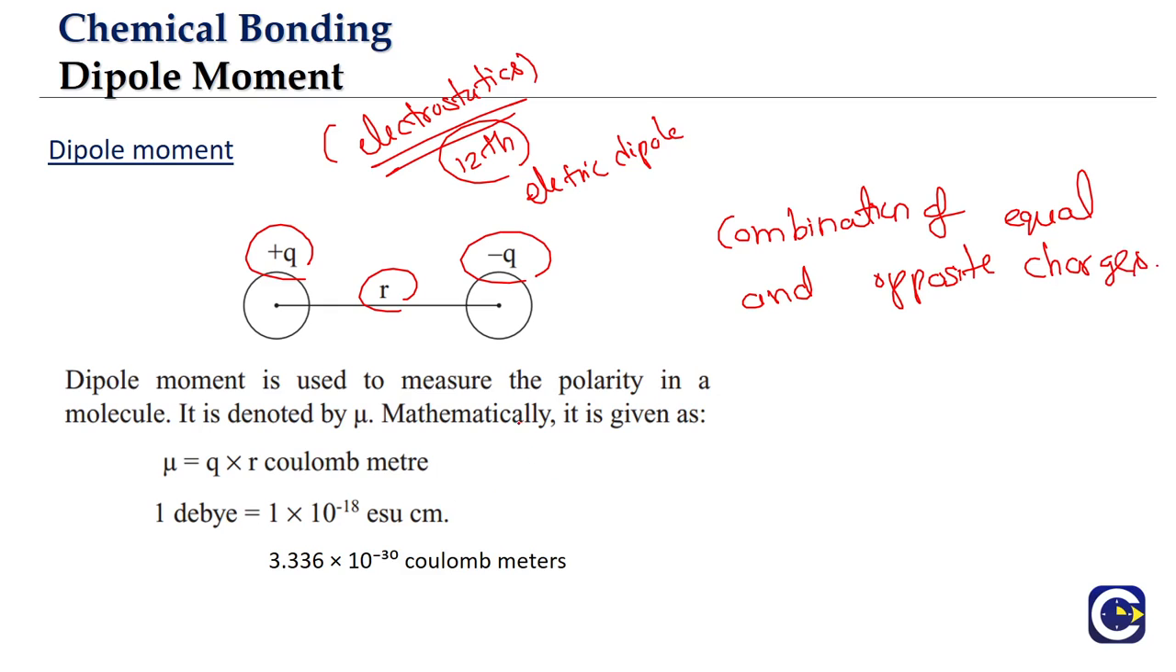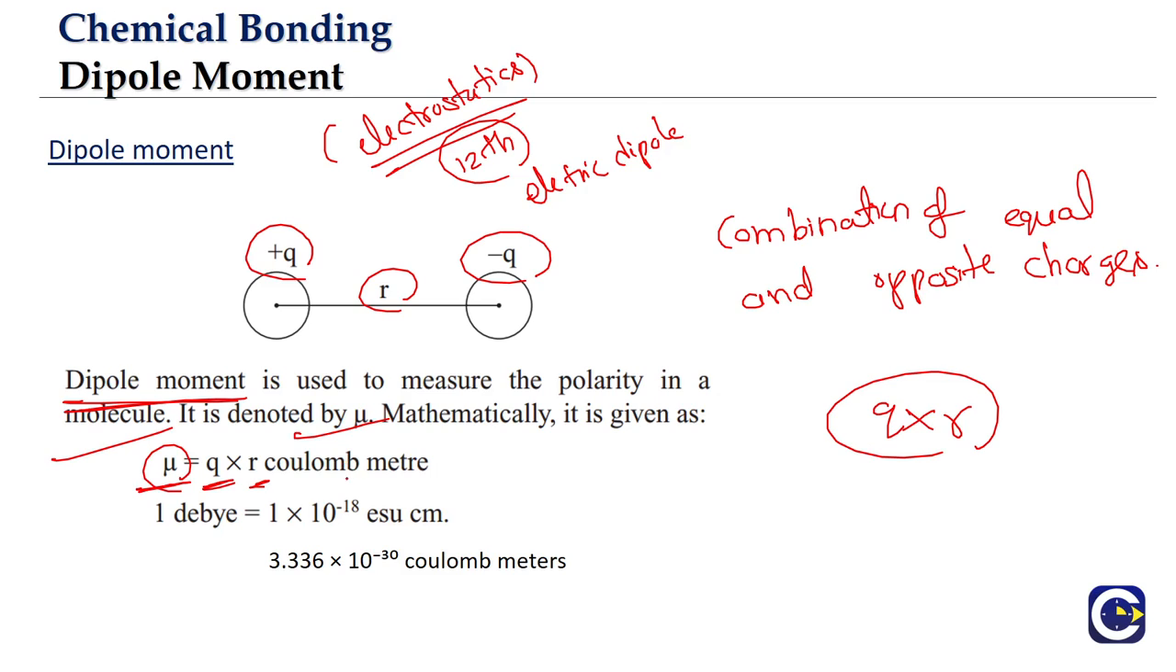Now every dipole will have a characteristic measurement which we call the dipole moment. So dipole moment is used to measure the charge times the distance between the two charges. What is the dipole moment? We generally indicate this with the symbol mu. So mu will be equal to charge times distance between the two charges, q into r.